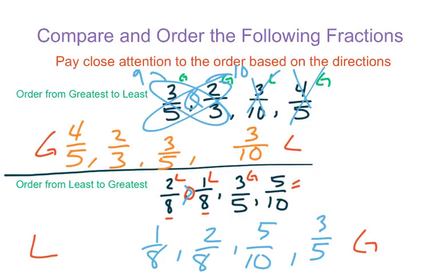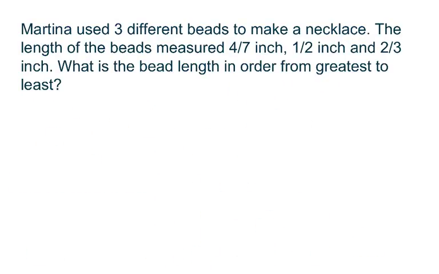All right, the last thing that we're going to look at is a word problem. Martina uses 3 different beads to make a necklace. The length of the beads measure 4/7 of an inch, 1/2 an inch, and 2/3 of an inch. What is the bead length in order from greatest to least? Go ahead and order that bead length from greatest to least.